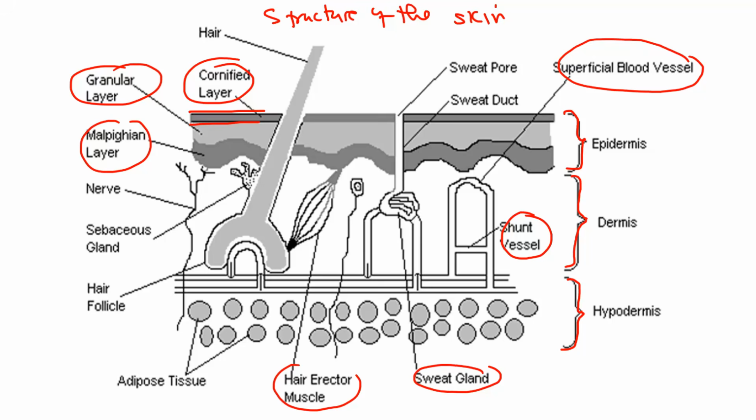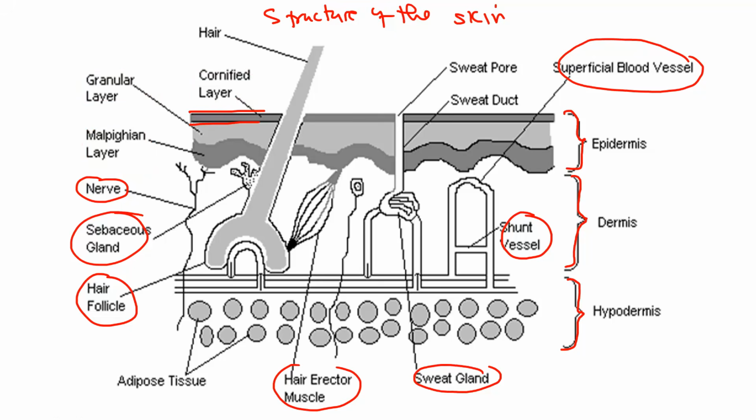Then we have the erector muscle. We have the adipose tissue. Oh, no, the adipose tissue is at the bottom here, so it is not part of this. We have the hair follicle. We have the sebaceous gland, and we have the nerves. So these make up the middle layer, which is the dermis. These that I've circled here include the erector muscle and also the sweat gland.